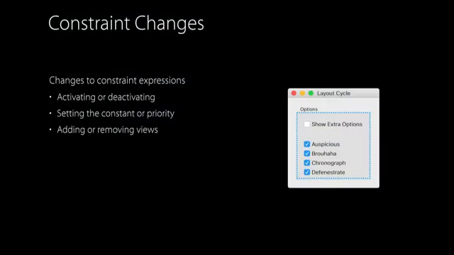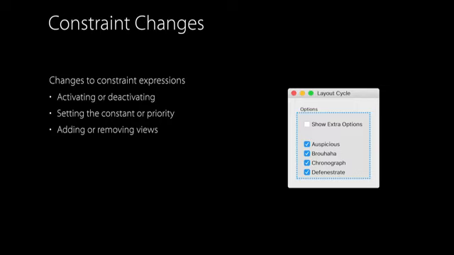The constraints that you create are converted to mathematical expressions and kept inside the layout engine. And so a constraint change is really just anything that affects these expressions. That includes some of the obvious things like activating or deactivating constraints or changing the priority or the constant on a constraint. But also less obvious things like manipulating the view hierarchy or reconfiguring certain kinds of controls, because those may cause constraint changes indirectly.